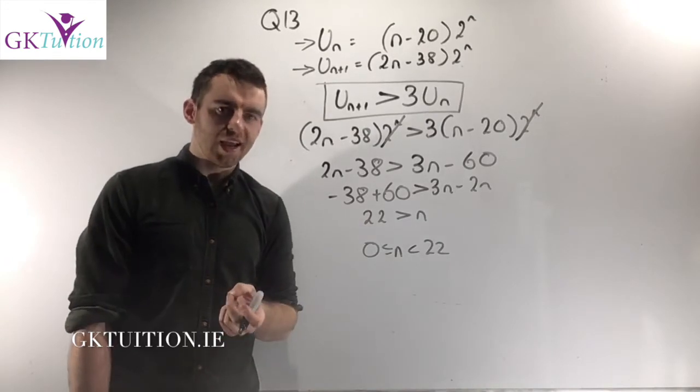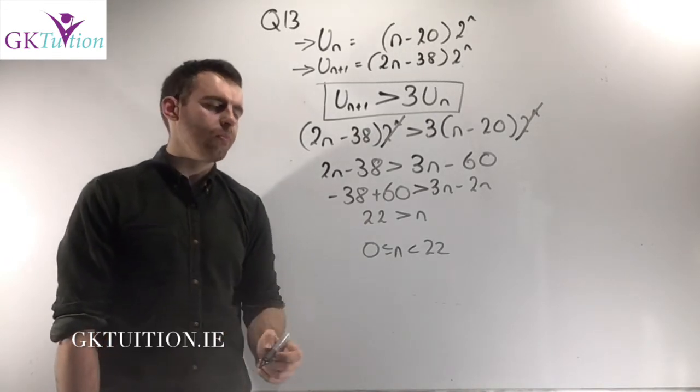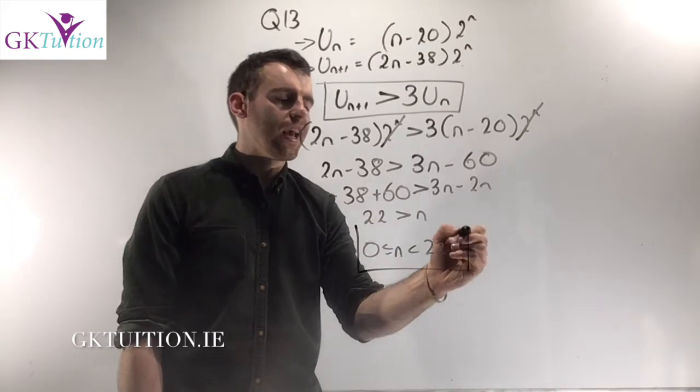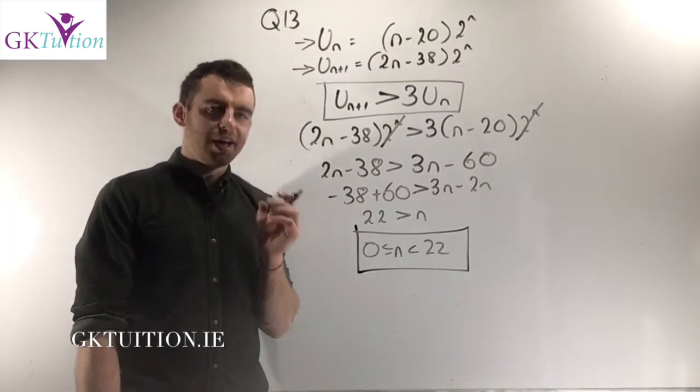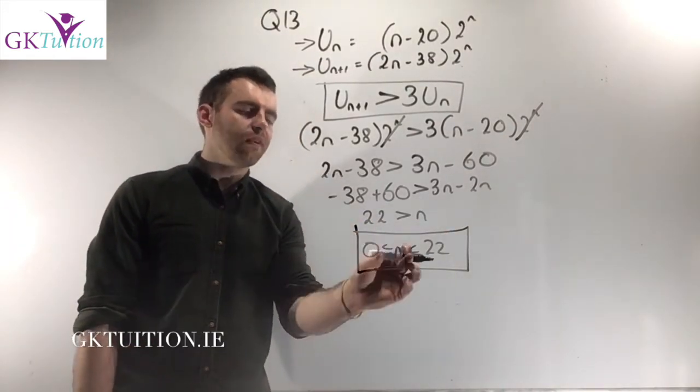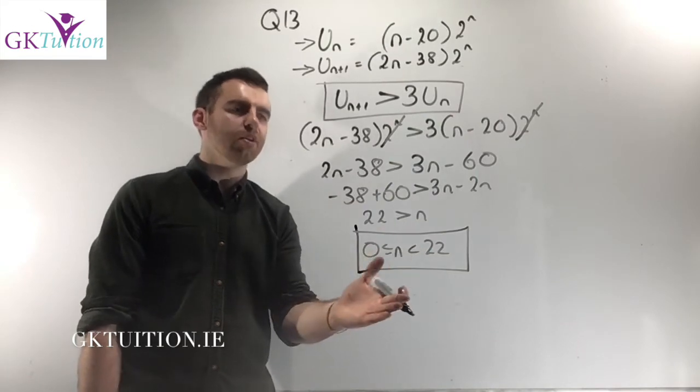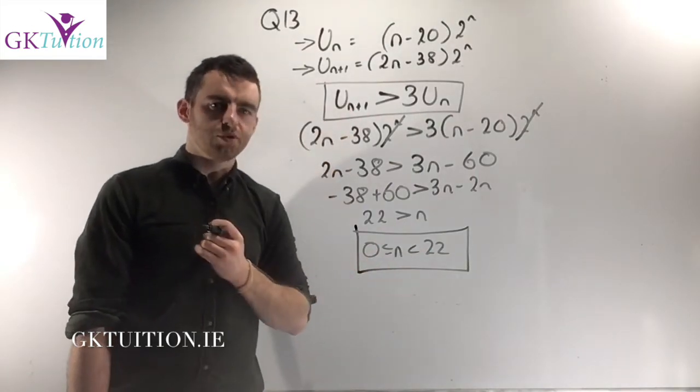In the question it said n has to be greater than or equal to 0. So to get the full marks here, you have to say that n is greater than or equal to 0, but less than 22. Those are the values of n. If n is anything in between those, then this statement will be true.